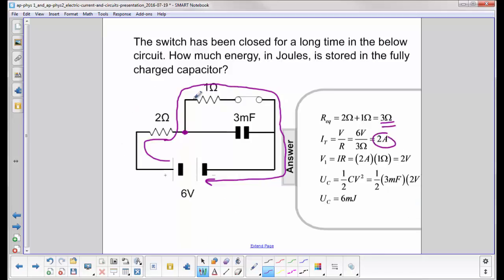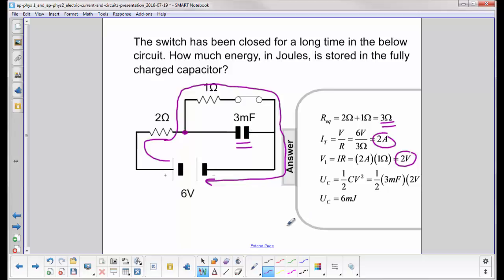So let's look, what is the voltage difference across this 1 ohm resistor now? Well, it's IR, 2 amps times 1 ohm, which is 2 volts. Who's in parallel with the resistor? The capacitor. So this capacitor also has 2 volts across it when it's fully charged.